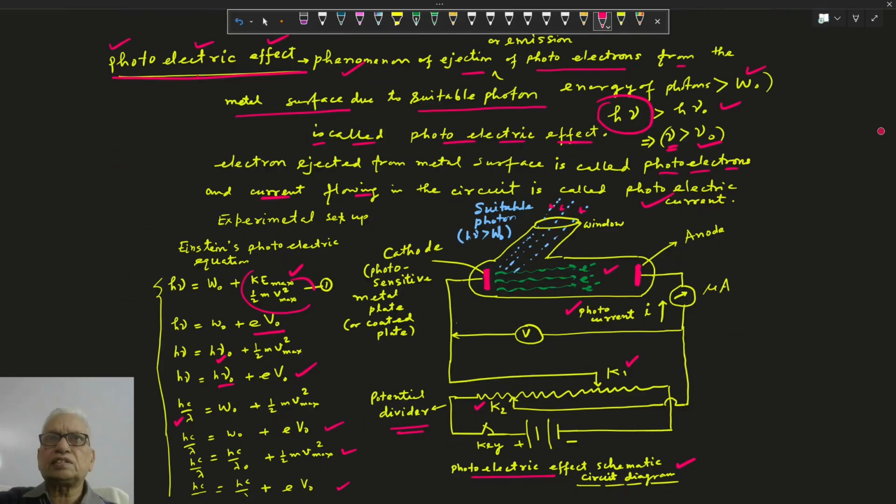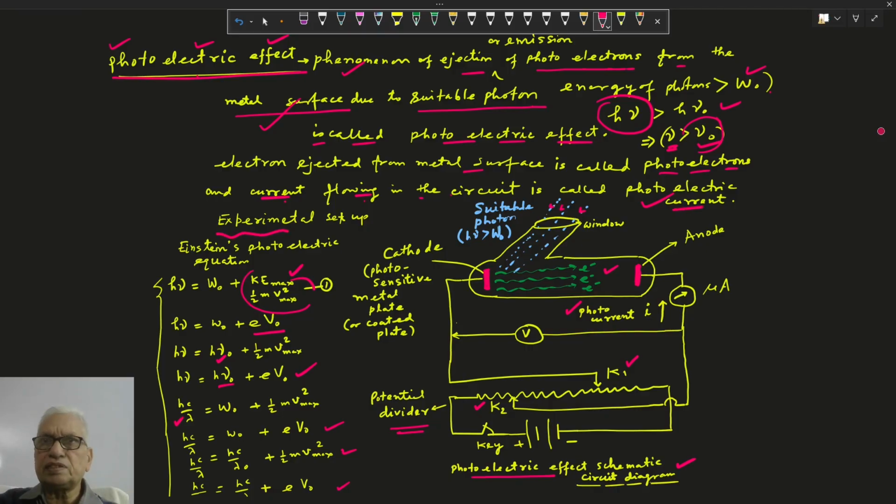Now, the photoelectric effect is the phenomenon of ejection or emission of photoelectrons from the metal surface due to suitable photons. Suitable photons means the energy of the photon must be more than the work function, so that it ejects the electron from the metal surface. That is, h nu is more than h nu naught, or the frequency of the photon is more than the threshold frequency. It ejects the electrons from the metal surface. These are called photoelectrons, and the current flowing in the circuit due to photoelectrons is called photoelectric current.